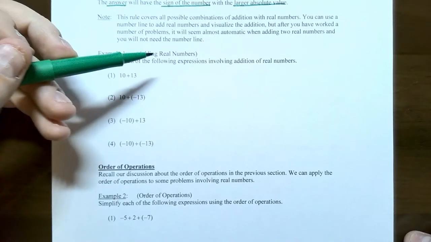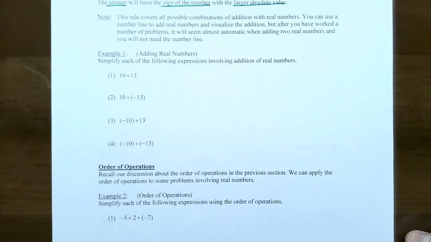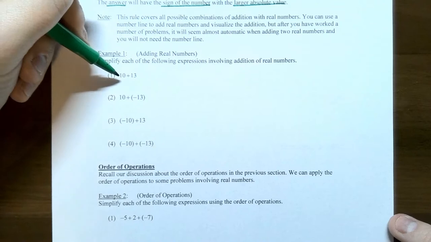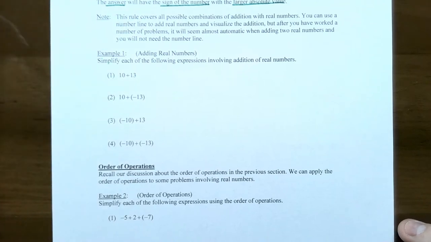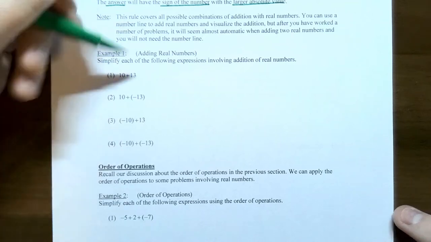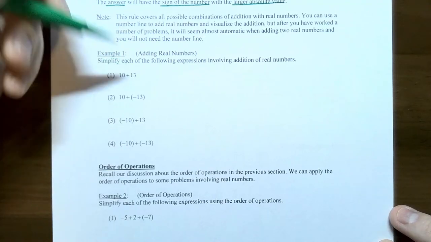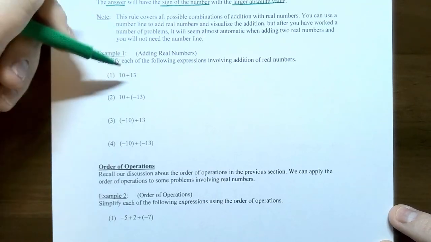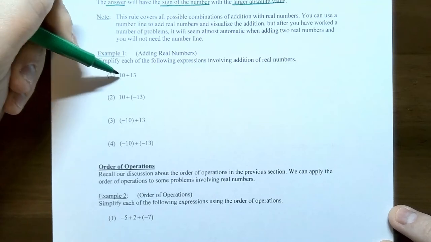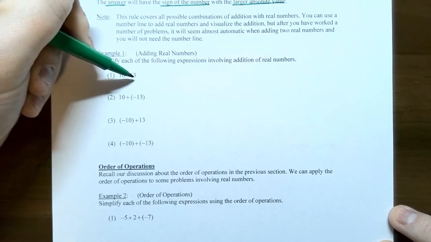So let's try example one. Adding real numbers. Simplify each of the following expressions involving addition of real numbers. 10 plus 13. Well, we know the answer is going to be 23, but let's use the rule that we just learned. Both of these numbers are positive, so the answer will be positive. If you take the absolute value of 10, you get 10. The absolute value of 13, you get 13.